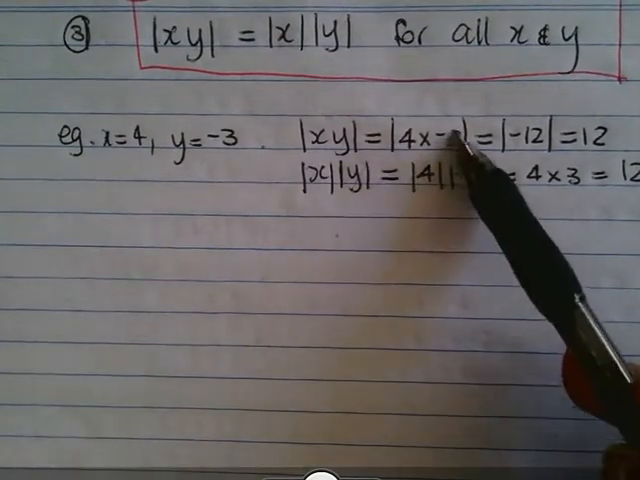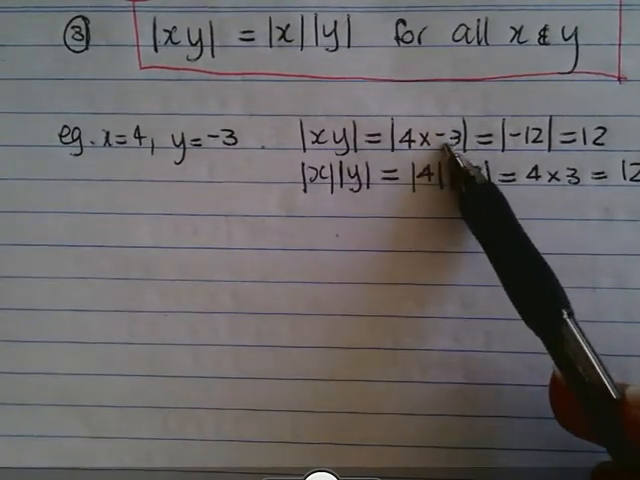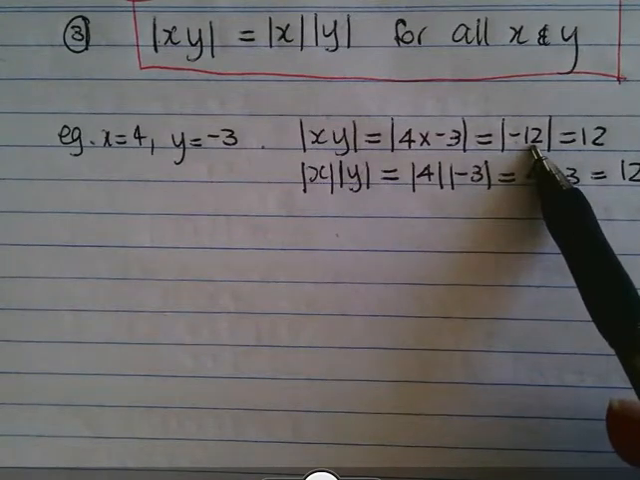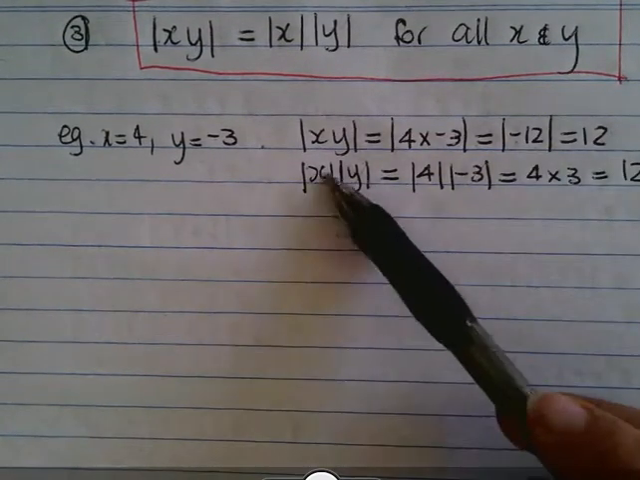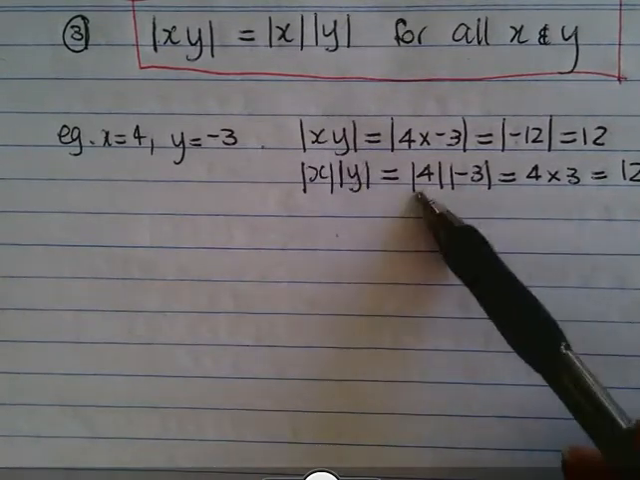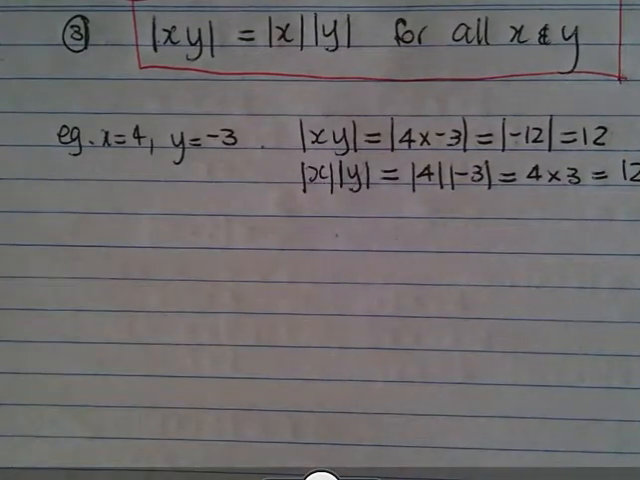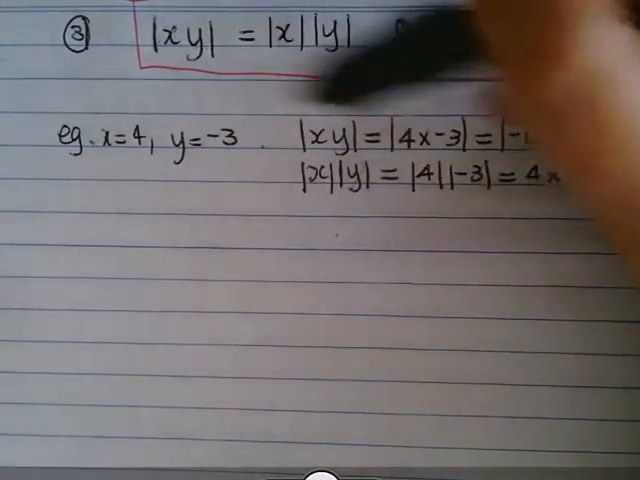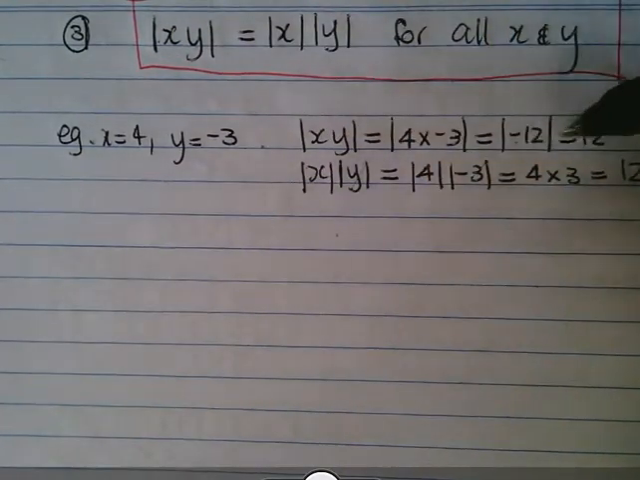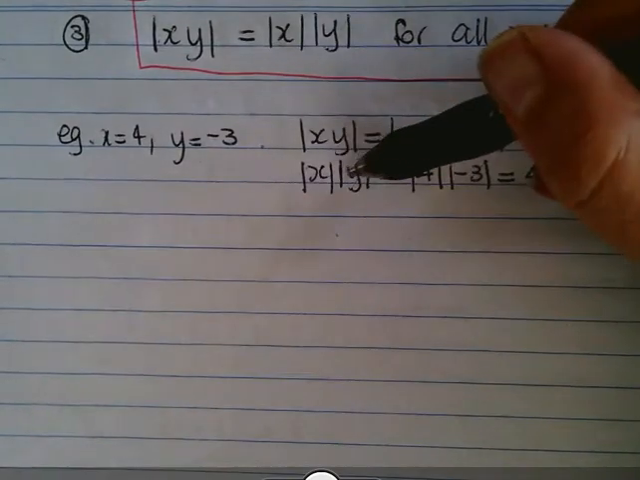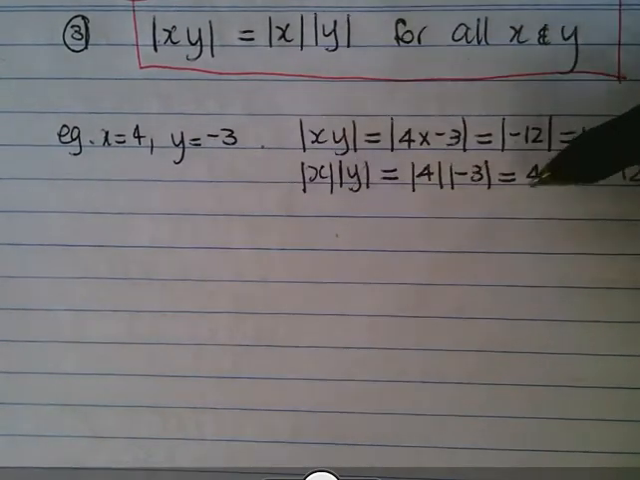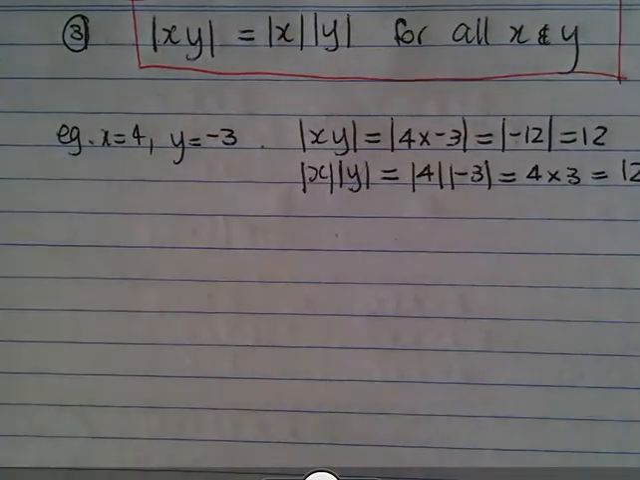So in the first one, you have to work out what 4 times negative 3 is first, get the negative 12, and then do the absolute value. But in the second one, you're doing the absolute value of each one individually first and then multiplying afterwards. In the first one, you multiply first, x times y, and then do the absolute value at the end. In the second one, we do the absolute value of each number first and then multiply.